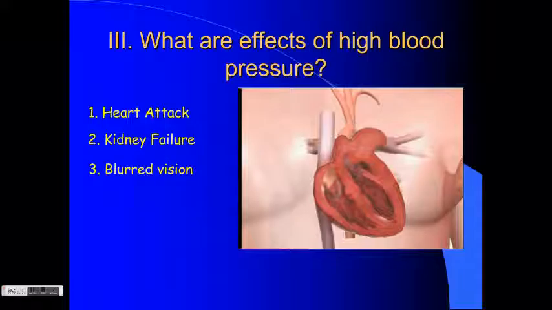Blurred vision. The shape of your eyes makes a big difference for your ability to see well. And with high blood pressure, it does change the shape of the eyes, causing your vision to blur. And you're also at risk for stroke, for bursting a blood vessel, in particular in your brain. Those are all effects of high blood pressure.